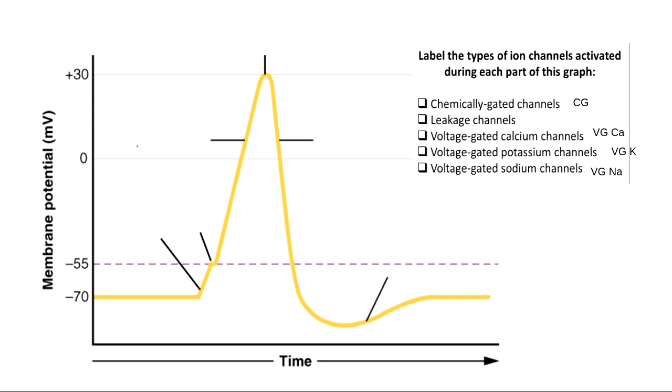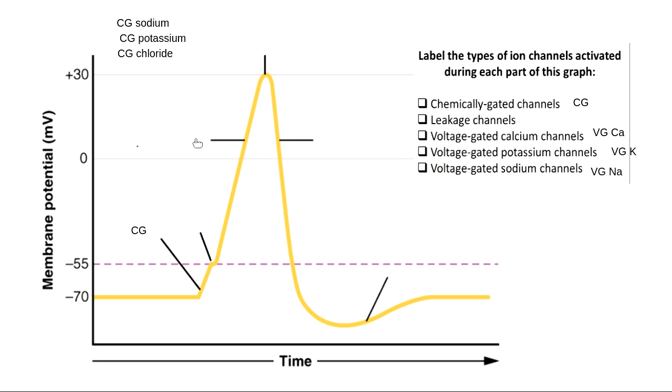Now, there is something that we want to make sure we review, because we talked about this on Tuesday. There are three types of chemically gated channels, right? So we had chemically gated sodium channels. We had chemically gated potassium channels. And we had chemically gated chloride channels. Each of these channels can contribute to what's going on here in this region of my graph.